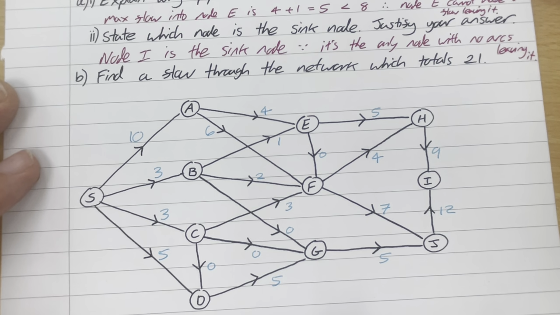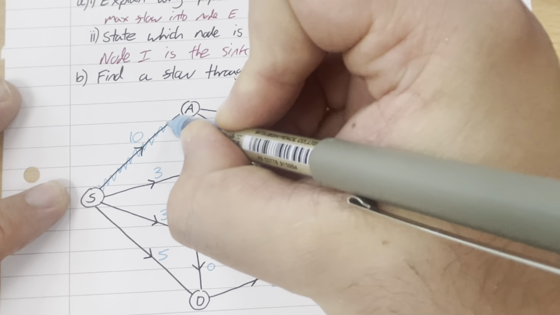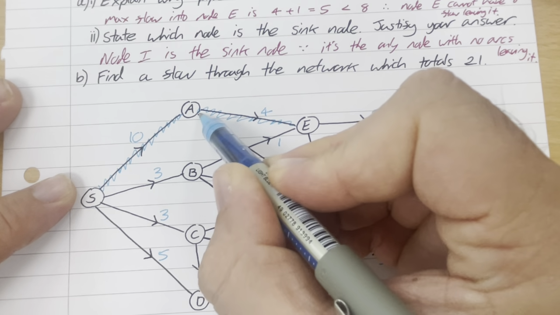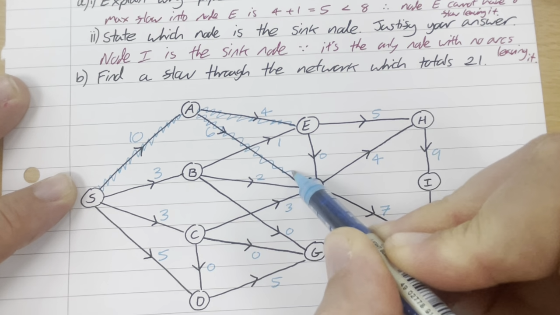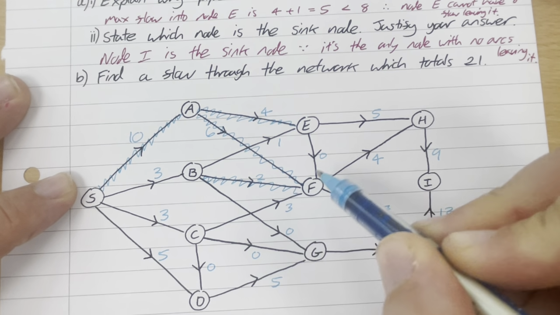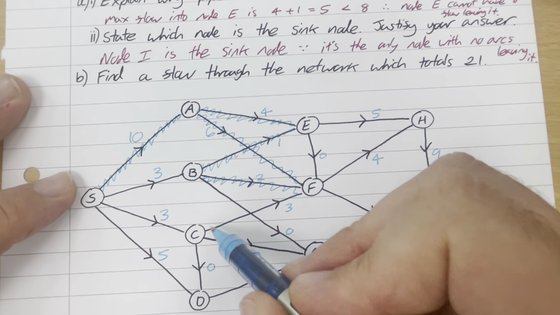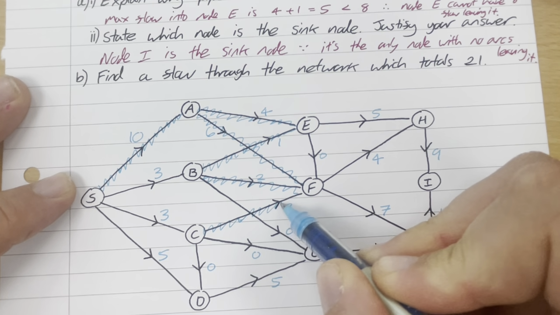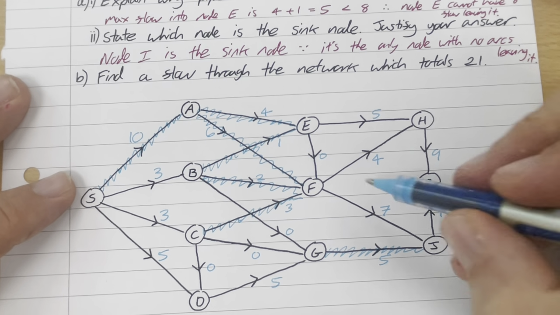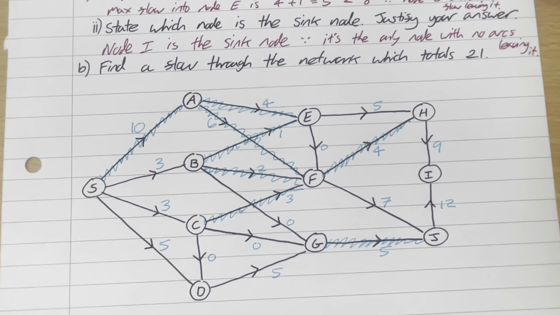And what I'm also going to do is just saturate, or scribble off, the saturated pipes. So that one's saturated, that 4 was saturated, that 6 is saturated, that 2 is saturated, that 1 is saturated, that 3 is saturated, and that 5 there is saturated. Oh, and that one there is saturated. Okay, so that's my answer to that question.